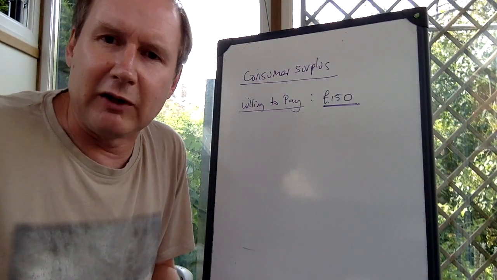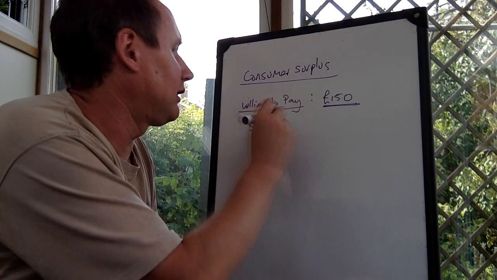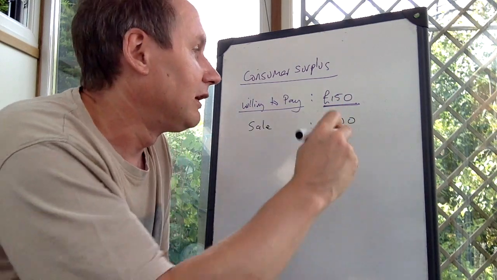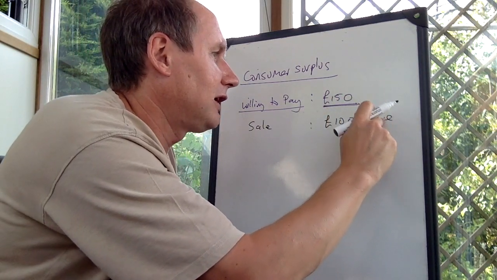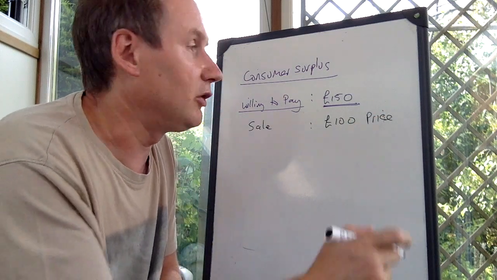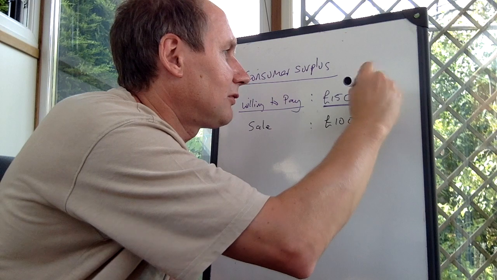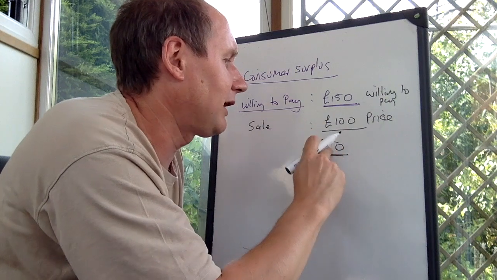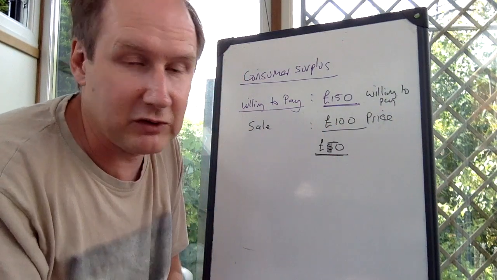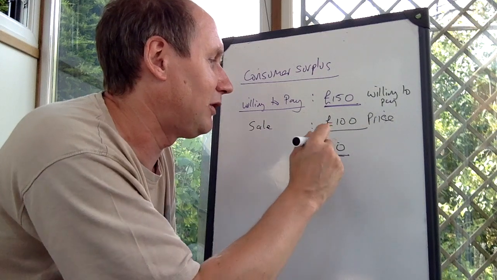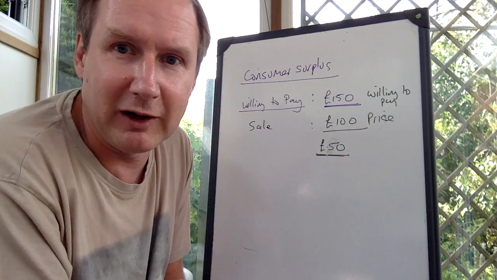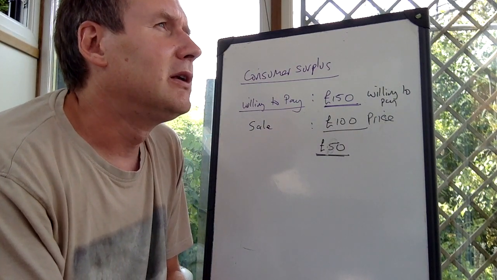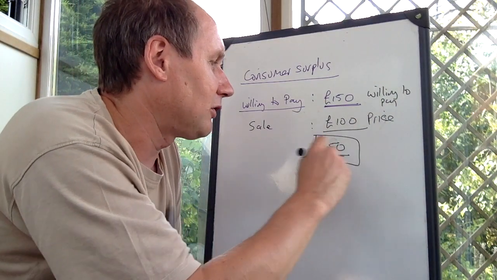Suppose what happens is you go down the shop and you discover that there's a sale on. And actually the little black dress that you wanted, you can buy it for 100 quid. So the actual price is 100 quid, but you're willing to pay 150 quid. What that means is that there is £50 of extra happiness relative to how happy you thought you were going to be. You thought you were going to be fairly happy buying that dress for 150 quid, because it's cool. But you get it cheaper than that, so you have £50 of extra value.